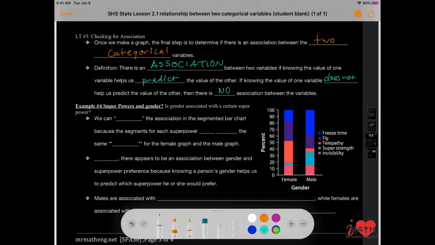Okay. So basically, it all comes down to size of the segment. Size of segment. Let's do the superpowers problem again. Example number 4, the superpowers and gender. Is gender associated with a certain superpower? What do you guys think?